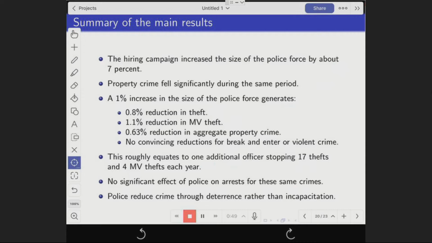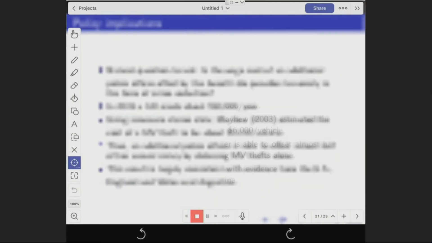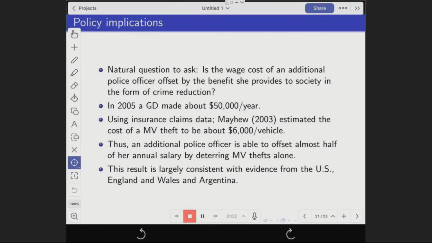Overall, what can we conclude? Police reduce crime through deterrence rather than incapacitation. And that's fantastic because it's much cheaper. So, what are the policy implications of this? I think a fantastic question to ask is, how much should we really pay a cop, right?